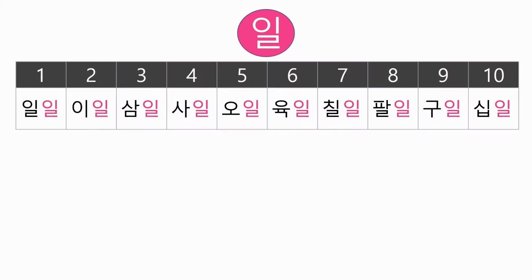Now let's practice the unit for days. 일 is a unit noun for days. The system is very simple. Just add the unit noun 일 to the numbers. Let's read it together. 1일, 2일, 3일, 4일, 5일, 6일, 7일, 8일, 9일, 10일.